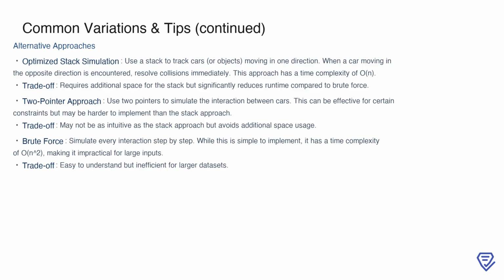Another option is the two-pointer approach, which simulates interactions between cars by moving pointers from opposite ends. While this can be effective under certain constraints, it may not be as intuitive as the stack approach, though it avoids additional space usage. Finally, there's the brute force approach, which directly simulates every interaction step by step. While this method is simple to implement and easy to understand, it comes with a time complexity of O(n squared), making it impractical for larger datasets. Choosing the right approach depends on the constraints of the problem and your familiarity with these techniques.